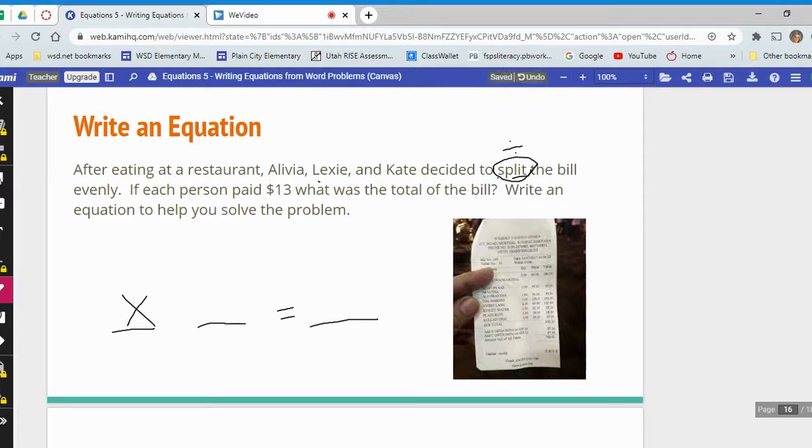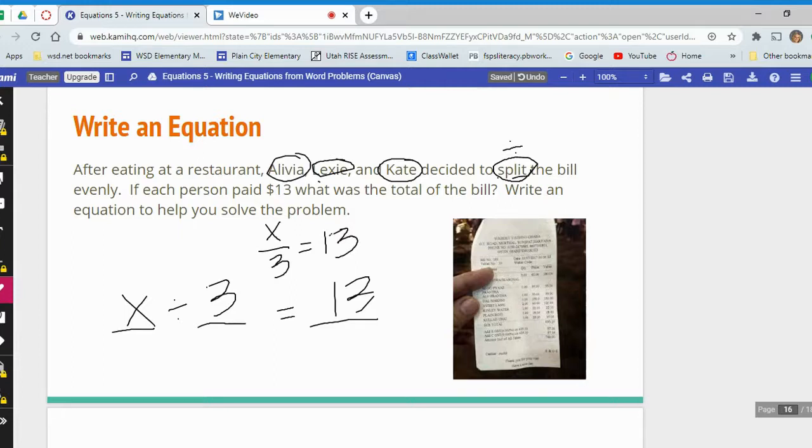But whatever the total bill is, we are splitting, we're dividing. And who are we dividing it by? Well, Olivia, Lexi, and Kate are all splitting that bill. So we're going to split the total between those 3 people. And our end result is that we all had to pay $13. Now, a lot of times in 6th grade and beyond, we're going to see this written in that type of formatting.